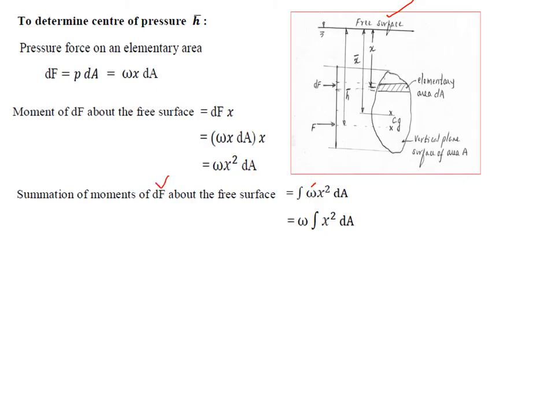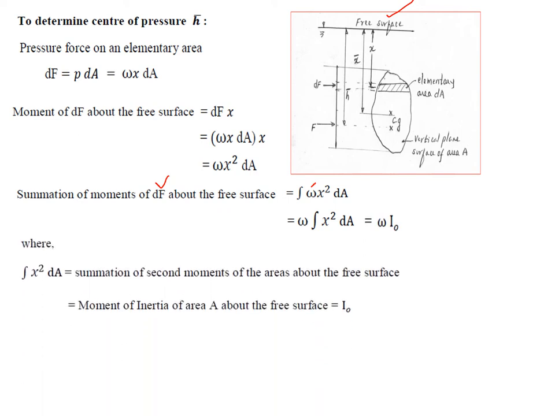So here, the summation of second moment of areas about the free surface. What is the summation of second moment of area? It is nothing but the moment of inertia. Since the moment is taken about the free surface, we will get the moment of inertia of the plane surface about the free surface. Okay, so that can be denoted as I naught. So therefore it is omega into I naught. So this is what is written.